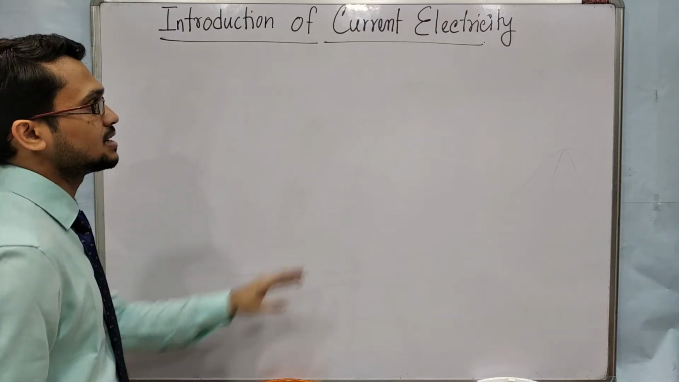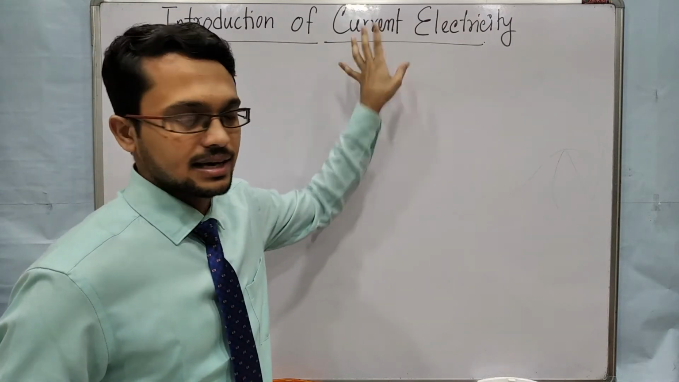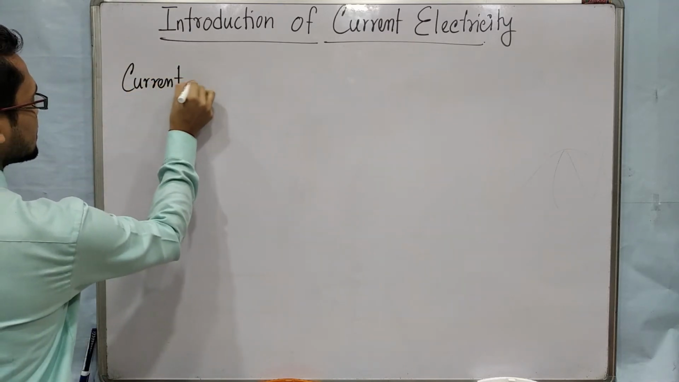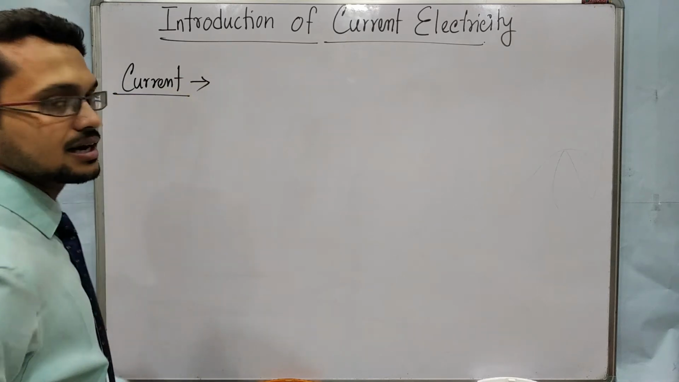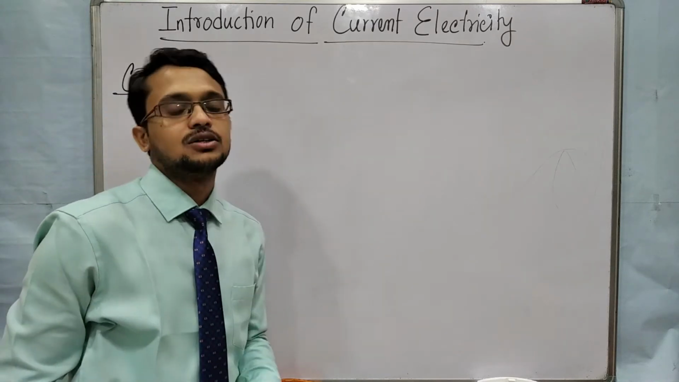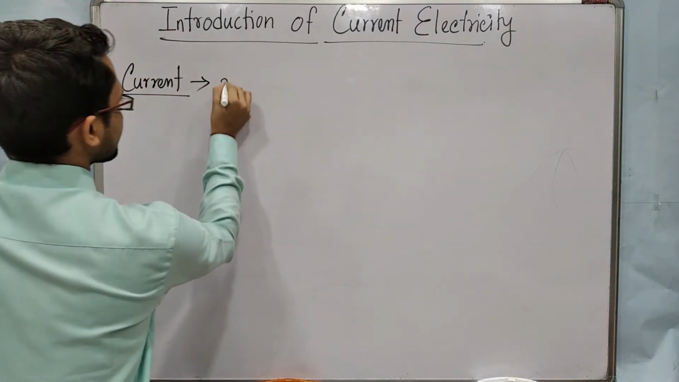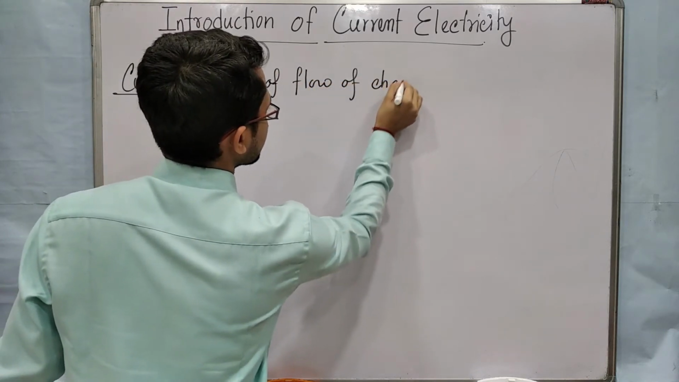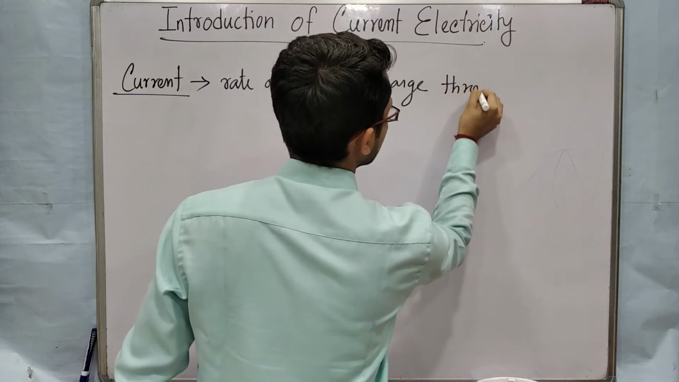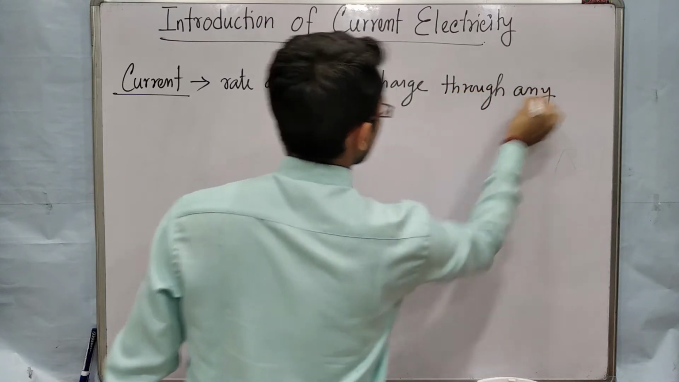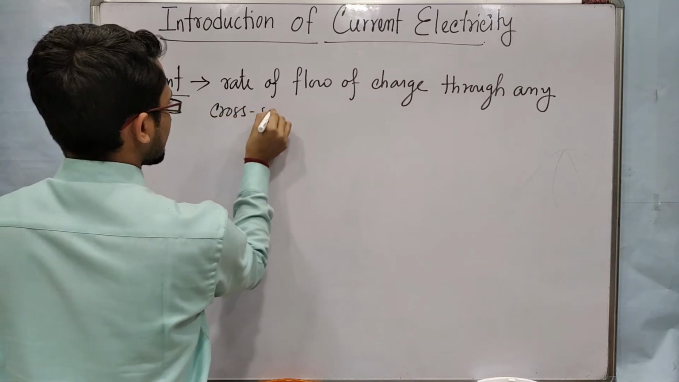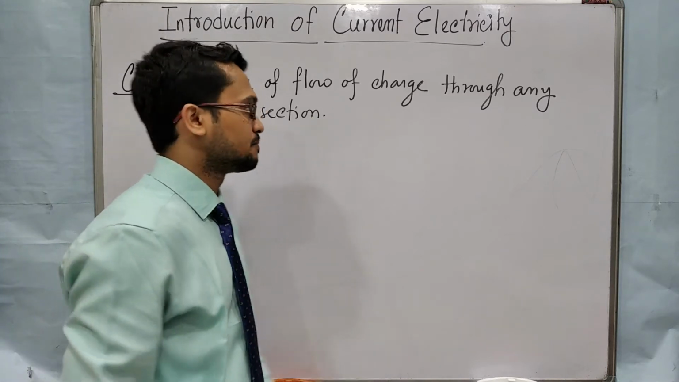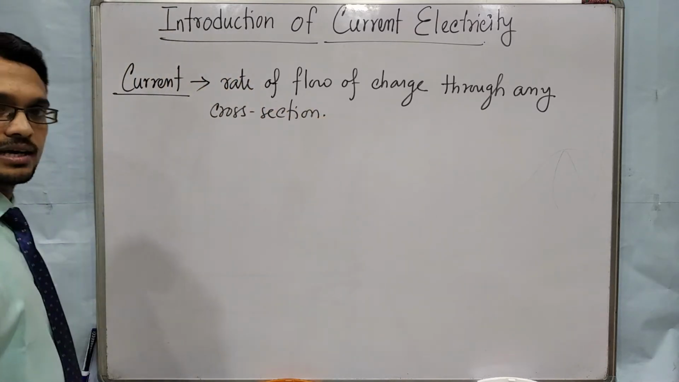So first we have to understand what is the meaning of this current. Current means what? What is its definition? Current is the rate of flow of charge through any cross section. The cross section may be circular, the cross section may be rectangular, anything. So rate of flow of charge through any cross section.